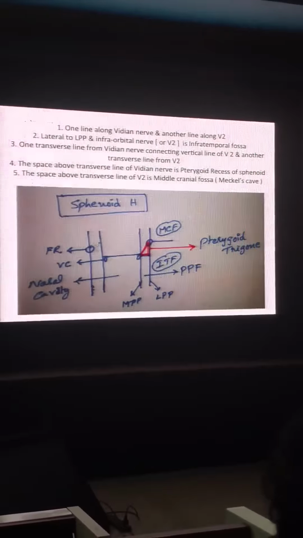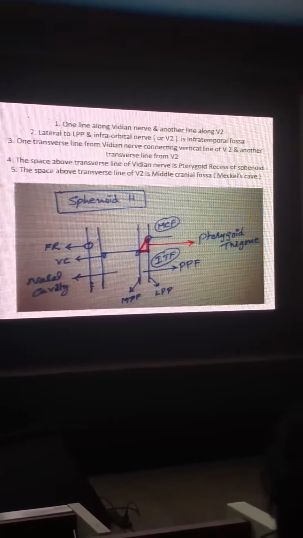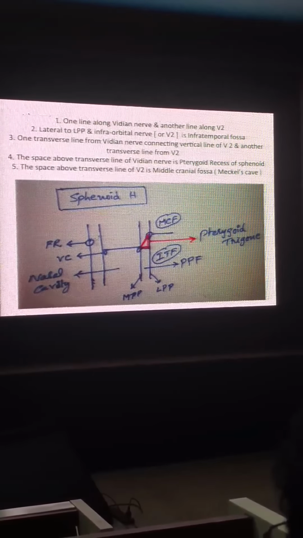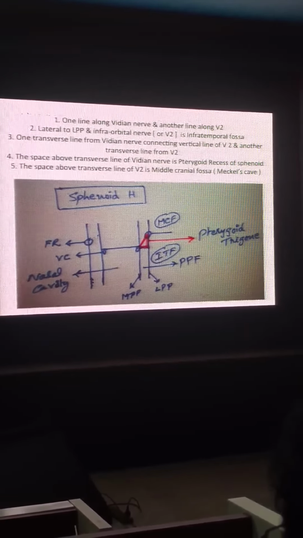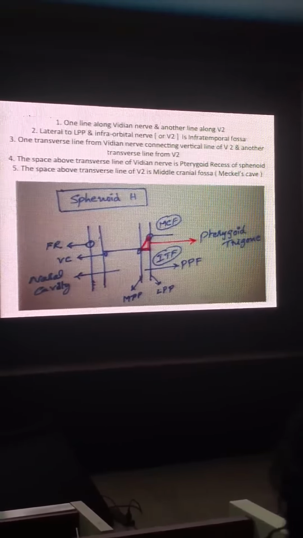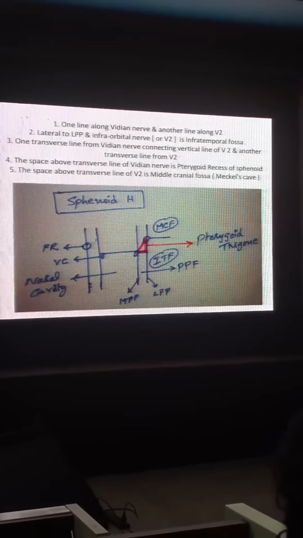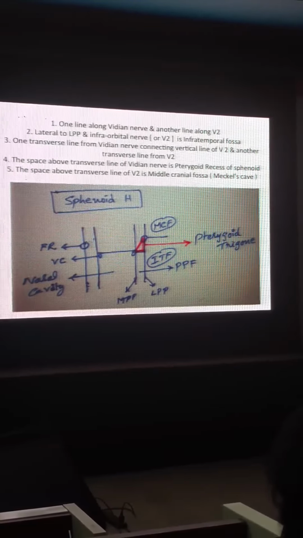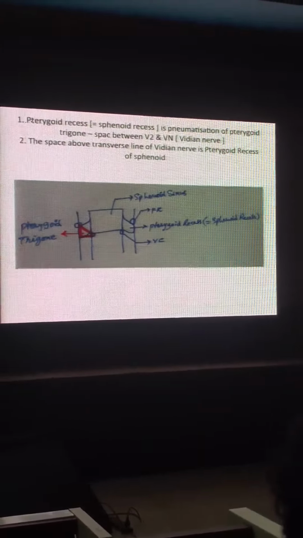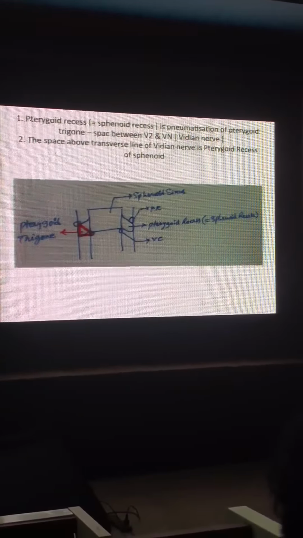So if there is any CSF leak from the middle cranial fossa, you have to drill that pterygoid trigone. You can't work with a 30-degree scope from the sphenoid laterally. You can't plug it, so a trans-pterygoid approach is necessary. The space between the medial pterygoid plate and the lateral pterygoid plate is the pterygopalatine fossa. Lateral to V2 is the infratemporal fossa. The space above that horizontal line at V2 is the middle cranial fossa. The pterygoid trigone, the pterygoid recess, is equal to the sphenoid recess. Pneumatization of the pterygoid trigone is the pterygoid recess.